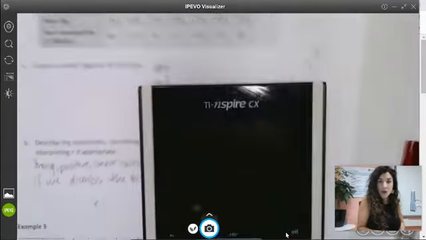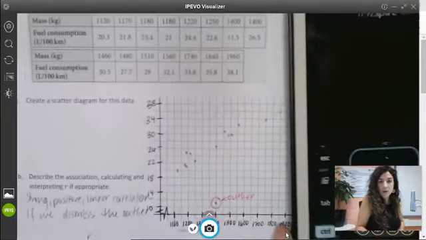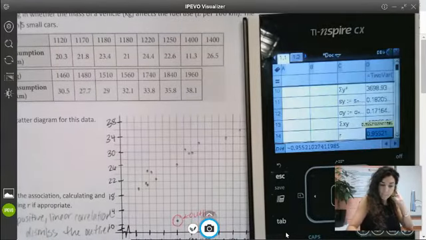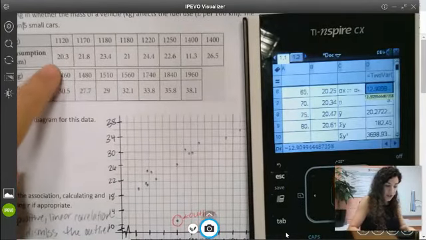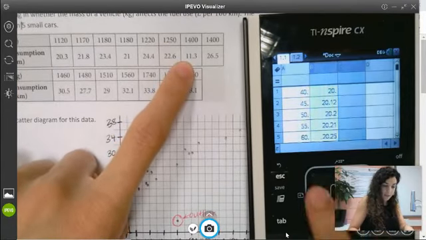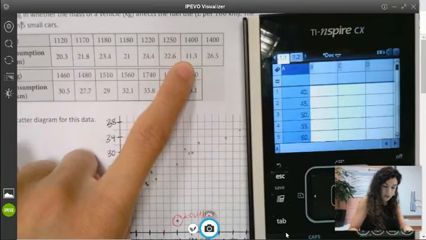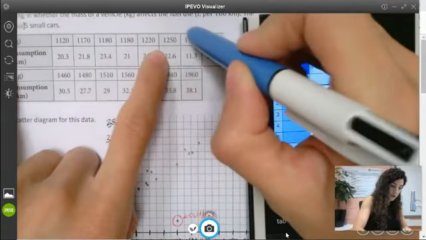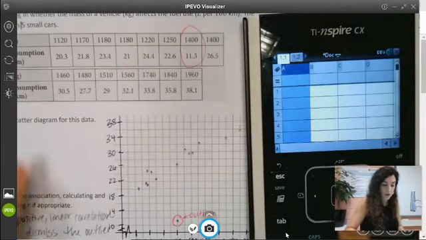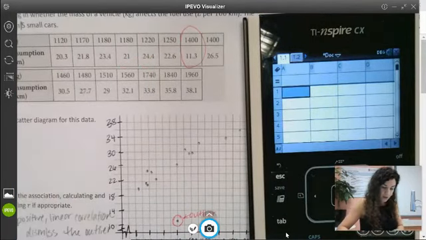So that being said, we're going to go ahead and put this data into our calculator, and we are not going to include the outlier. And the outlier is this guy right here, the 1400 and 11.3. So I'm going to circle it to be like, hey, that's the outlier, so I don't input that into my table.